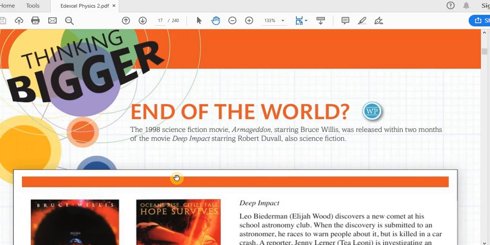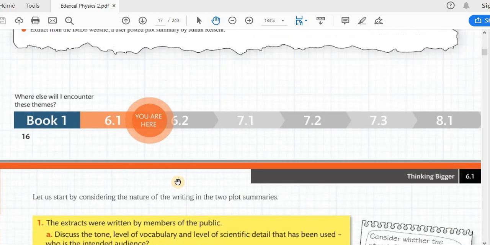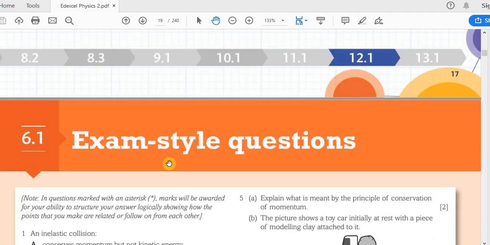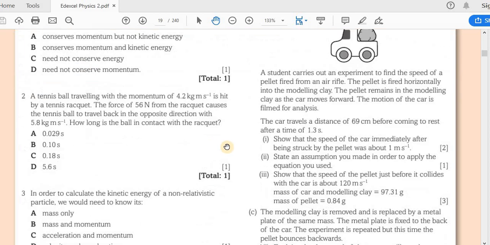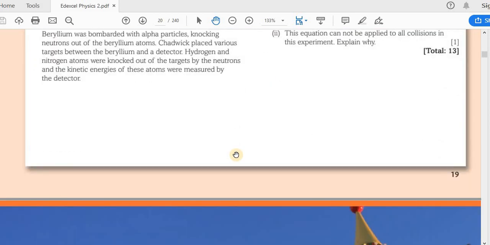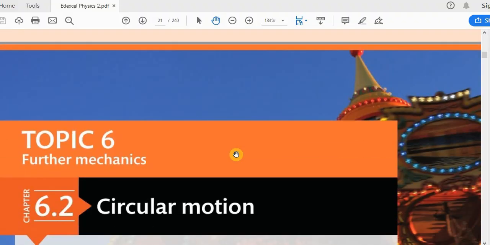Okay, so that's the end of chapter 6. So after you finish answering those questions which are scattered throughout the chapter, you can start answering these end of chapter questions, which are called exam style questions. Do all this, then check the answers again for all this, and that is the end of chapter 6.1.